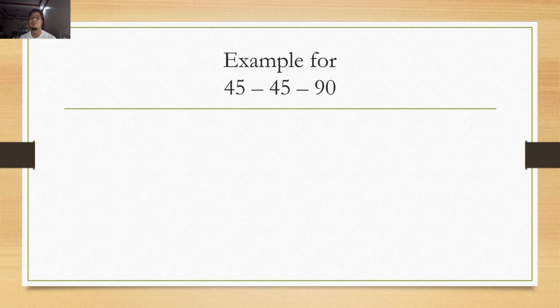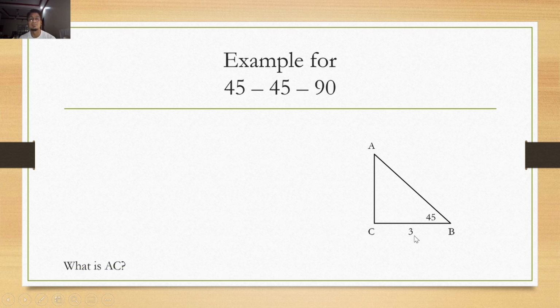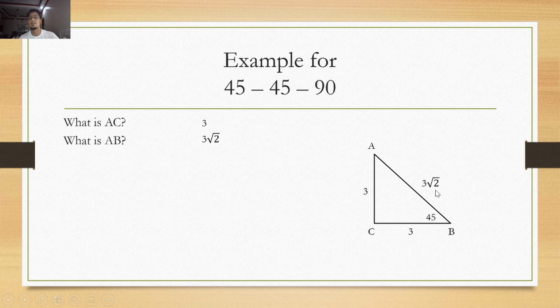Now, example tayo sa 45, 45, 90. Ito yung given. So, the angle is 45. May 3 tayo dito. What is AC? Dahil isosceles right yan, ang measure ng legs equal. Which means, this is also 3. What is hypotenuse? AB. Ang sabi natin doon sa 45, 45, 90, the hypotenuse is always equal to the measure of the leg times square root of 2. So, ito, 3 square root of 2.